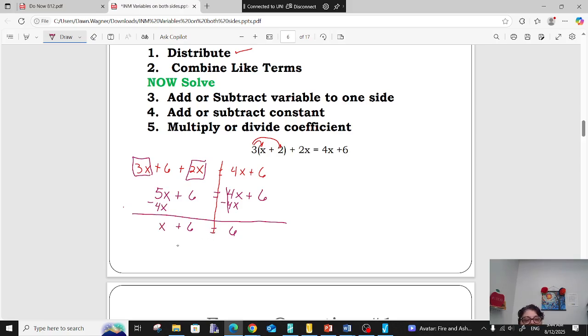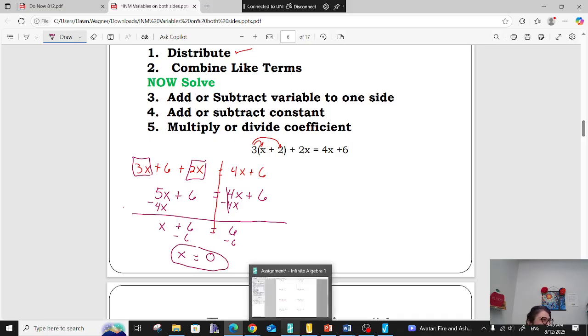Now, I have to isolate the variable. Here's the variable. I want to get the variable by itself, so I want to get rid of this 6. So the goal is variables on one side, constants on the other, like sorting your laundry so you don't get pink clothes. So I am going to subtract 6. x is equal to, what is 6 minus 6? 0. And 0 can be an answer. A lot of students get nervous when they see 0 as an answer. I don't know why, but they do.